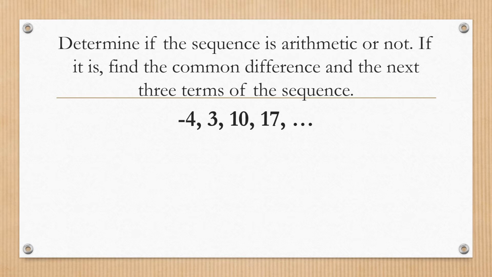Let us determine if the sequence is arithmetic or not. If it is, find the common difference and the next three terms of the sequence. So the sequence is -4, 3, 10, 17, and so on. To find out if the sequence is arithmetic, there must be a common difference between any two consecutive terms in the sequence. So we can do that by simply subtracting the first term from the second term.